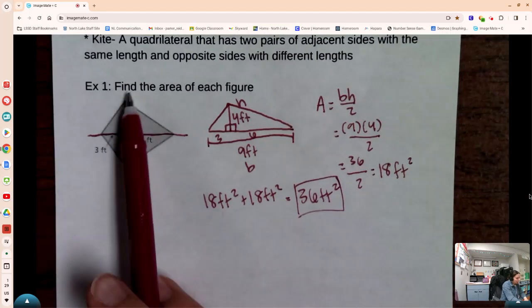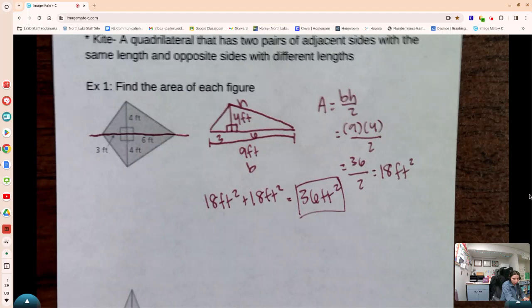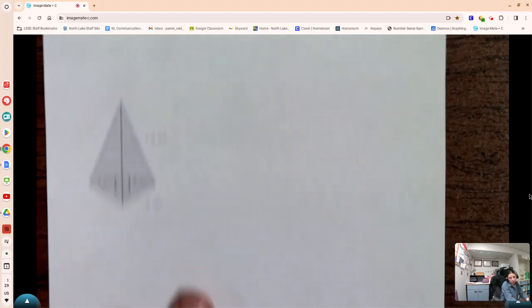If you split it vertically, you would just have to find the area of 2 different triangles. You can totally still do that. It's just more work. We're going to try another one.